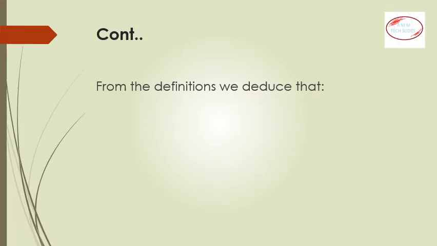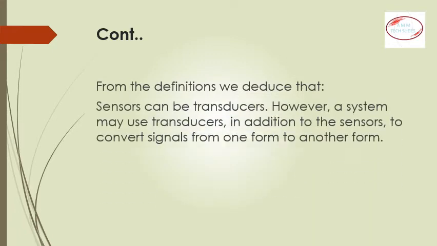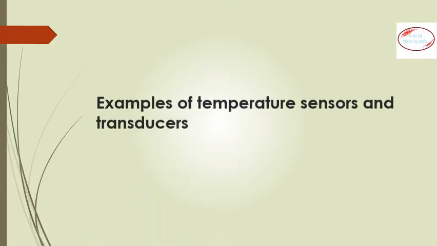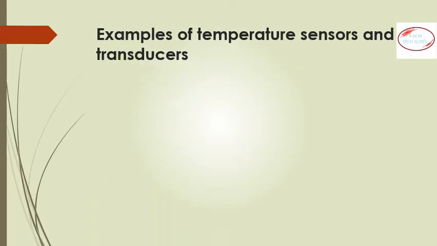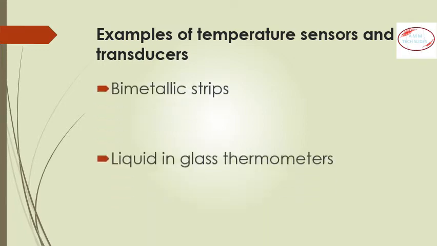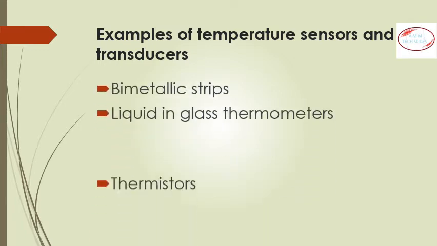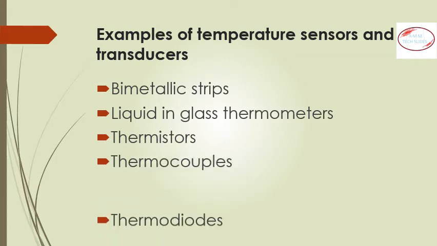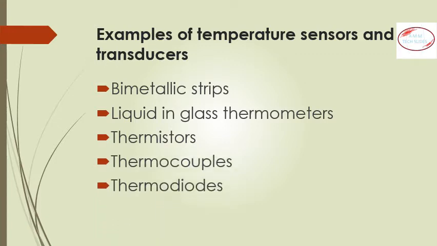So what do we deduce from the definitions? Sensors can be transducers. However, a system may use transducers in addition to the sensors to convert signals from one form to another. Examples of temperature sensors and transducers: we have bimetallic strip, liquid in glass thermometer, thermistors, thermocouples, thermodiodes. We shall look at each of these examples and describe them further.